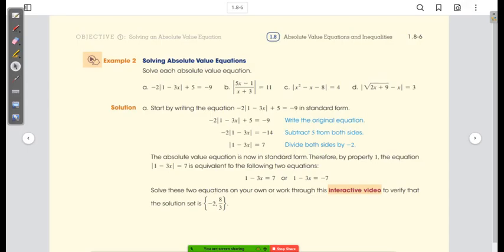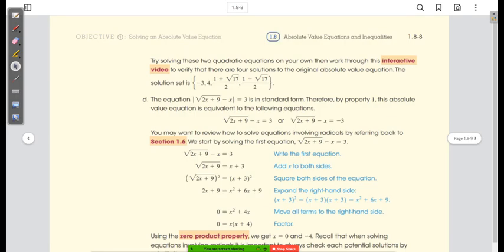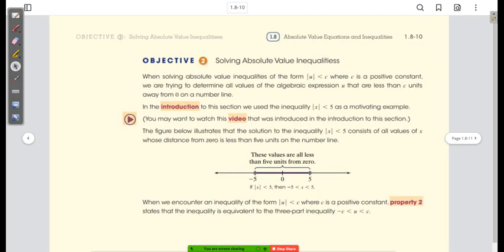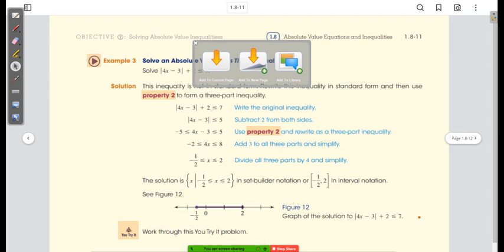So I believe that takes care of the equal sign. So let's get to the less than. Now we're going to talk about less than signs.